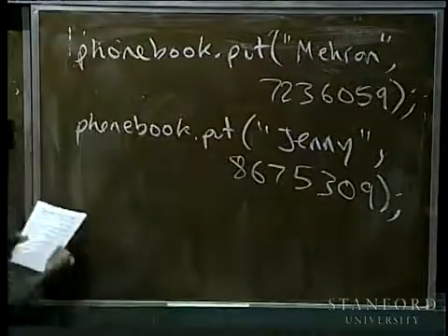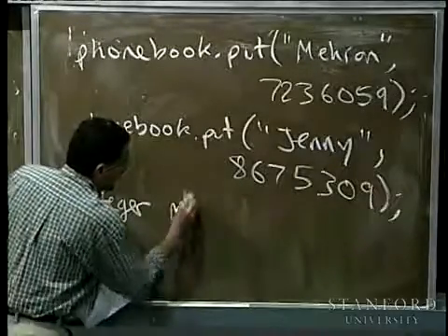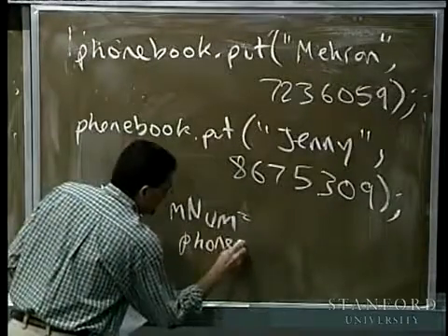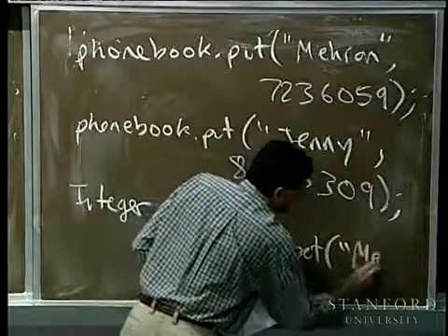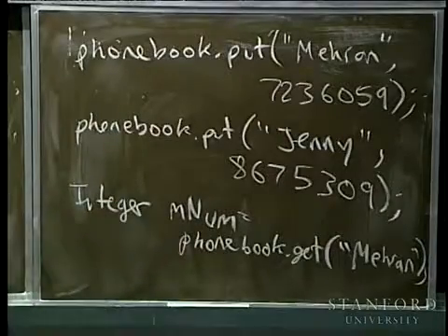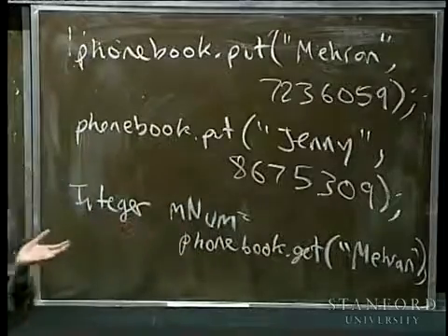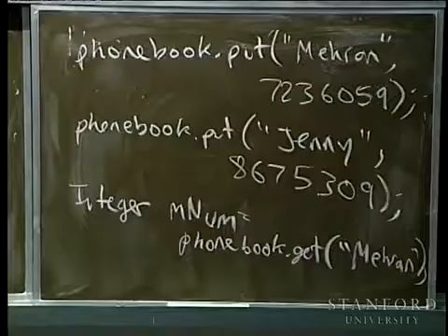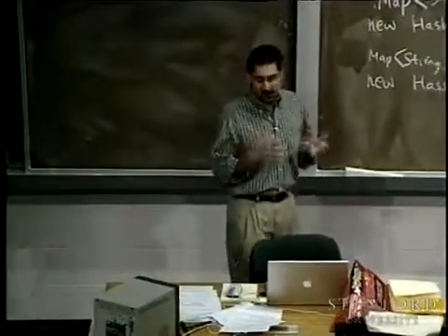All right, so once I have these entries in the phone book, I could say something like Integer mNum, because that's what I want to be Meron's number, equals phoneBook.get, and give it Meron. Important thing to remember is the keys are all case sensitive. So if I put in a lowercase m on Meron here, it would return null because it wouldn't be able to find me. So keys are always case sensitive in maps. Just an important thing to think about. Okay? So with that said, we can actually get a little bit more concrete with the hash map.